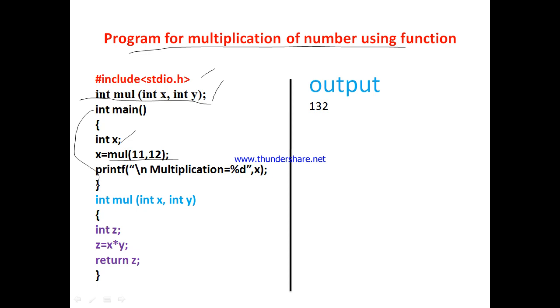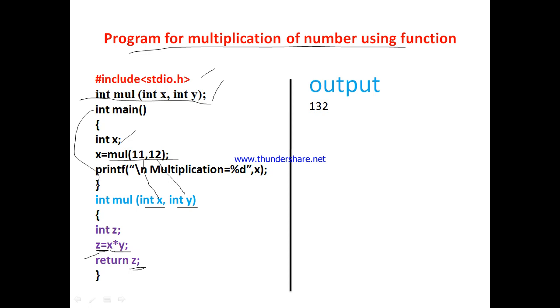Now x = mul(11, 12). So the value 11 is stored in x, the value 12 is stored in y when this function is called. So x becomes 11, y becomes 12. So int z = x * y. What will happen? The multiplication of 11 and 12 will be done, and this result will be stored in the variable z. So 11 times 12 is 132. So this value 132 is stored in z, and it is returned by return z.